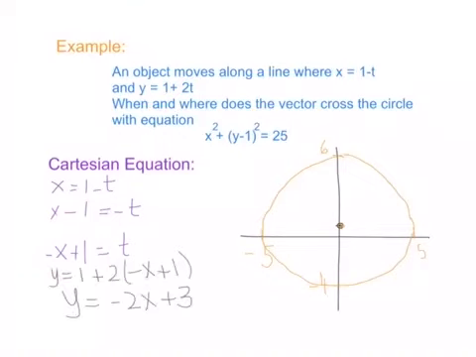If I plug in −x + 1 instead of that t, I get y = 1 + 2(−x + 1) instead of plus 2t. So I'll distribute the 2 and get −2x + 2 + 1, which is +3. So I distributed and combined like terms. And that's really the equation that I can graph. So let's graph that.